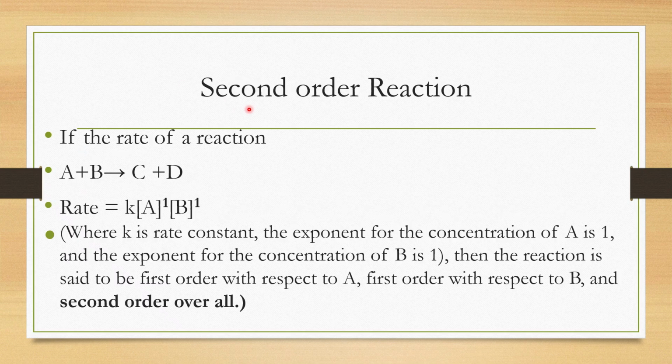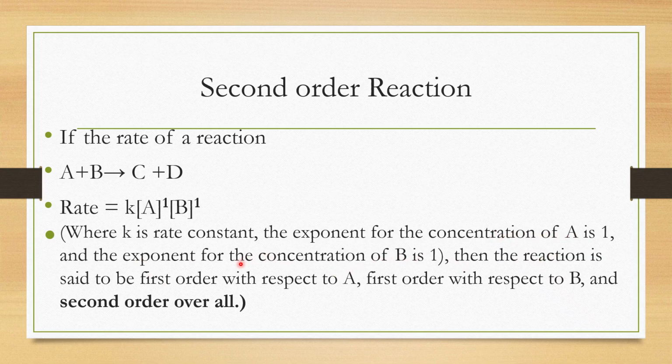Now let's understand second order reaction. Let's consider a simple reaction where A and B are your reactants which are being converted to C and D. The rate equation will be: rate is equal to k, the rate constant, into concentration of A raised to 1 and into concentration of B raised to 1. These are the exponents. The exponent for the concentration of A is also 1. The exponent for the concentration of B is also 1.